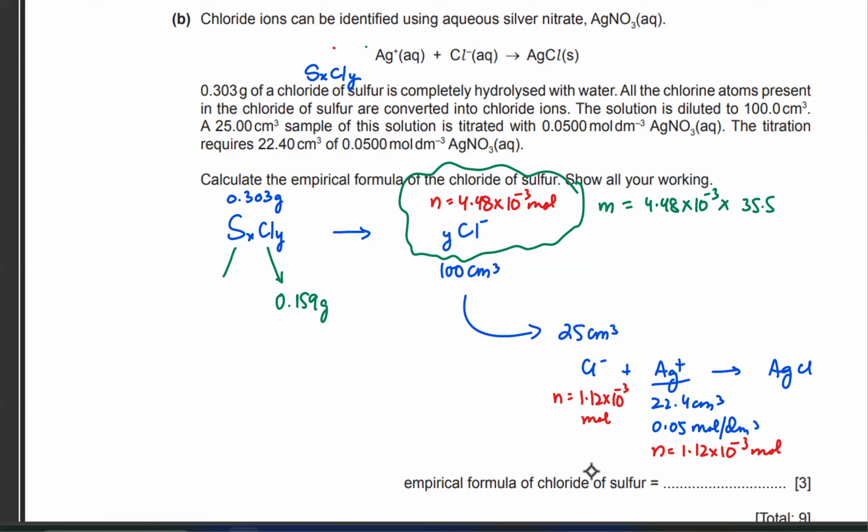So what is the mass of sulfur in this then? It's going to be 0.303 subtract 0.159 from it. So what is the mass of sulfur?